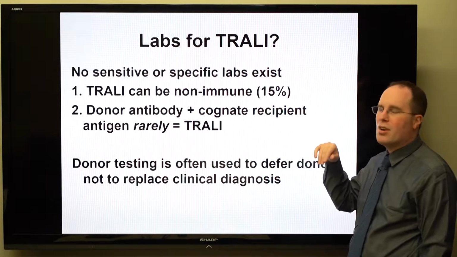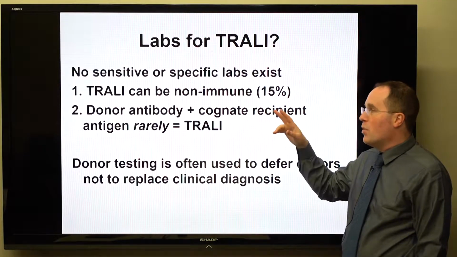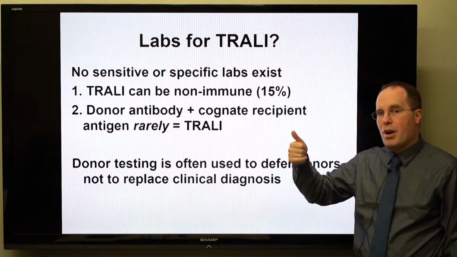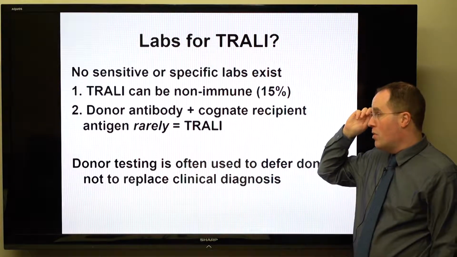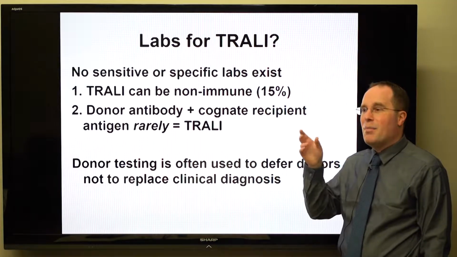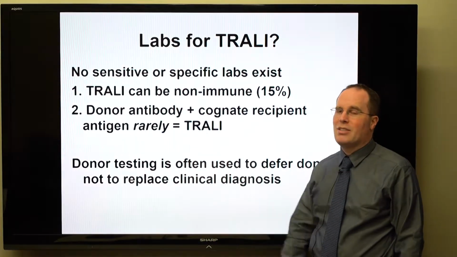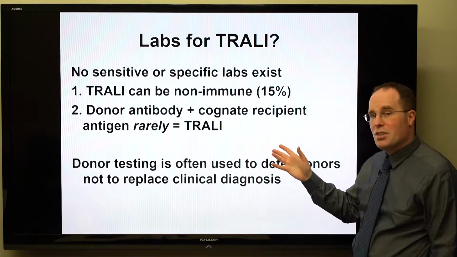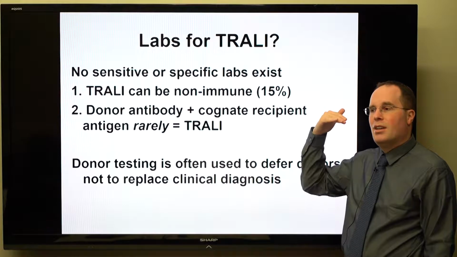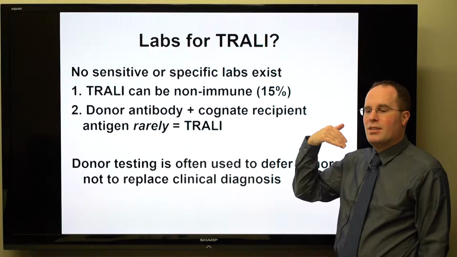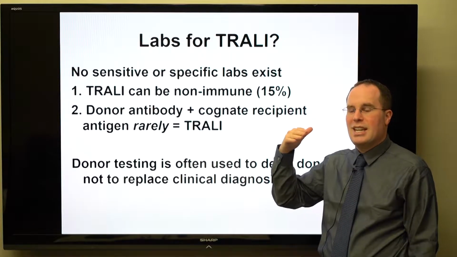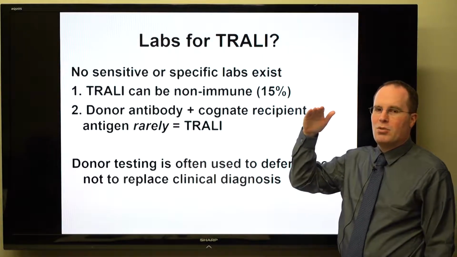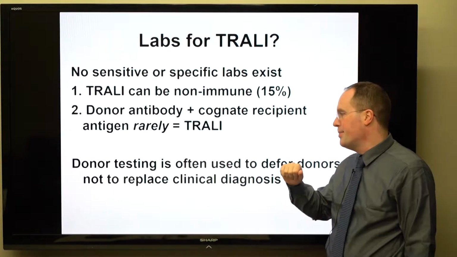Roughly about 15% of TRALIs are non-immune. That's one issue. The other issue is, just because you have a donor antibody and a cognate recipient antigen, that by itself only very rarely leads to TRALI. So it's necessary for immune TRALI, but it's not sufficient for immune TRALI. Remember, there's that recipient condition that needs to be present in most cases to prime patient neutrophils and put them on the edge.